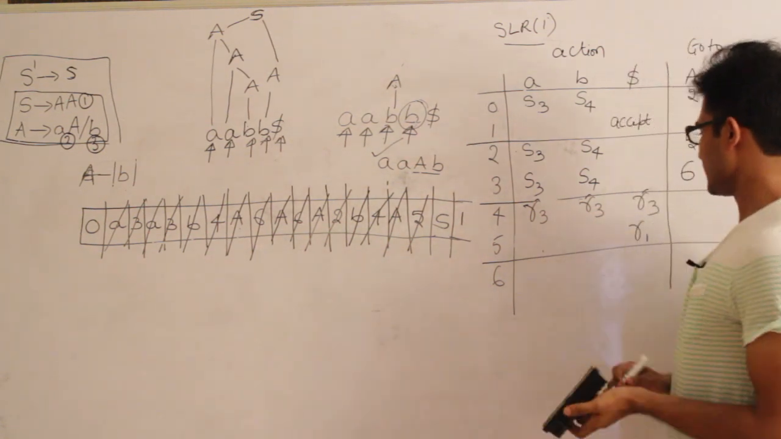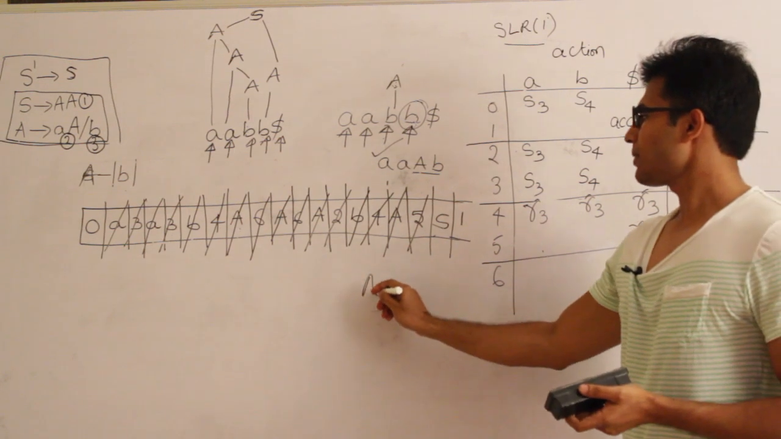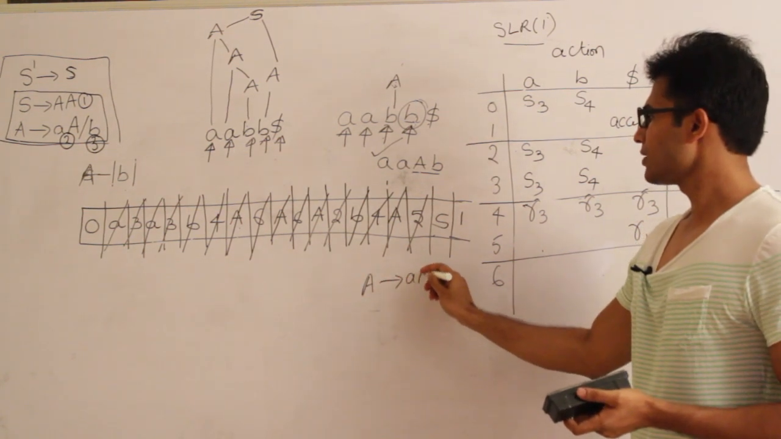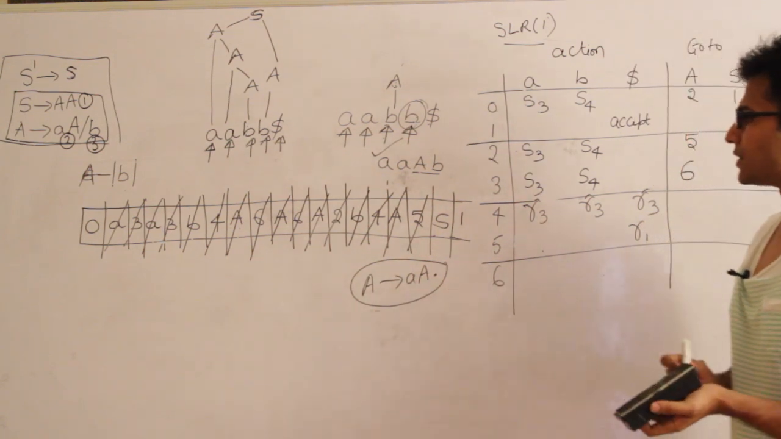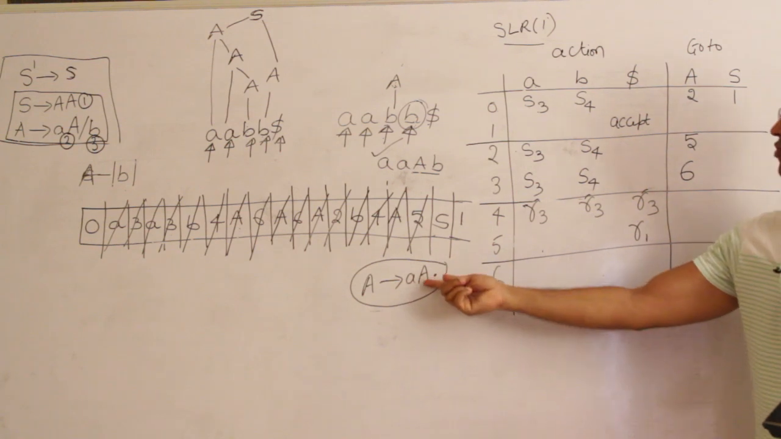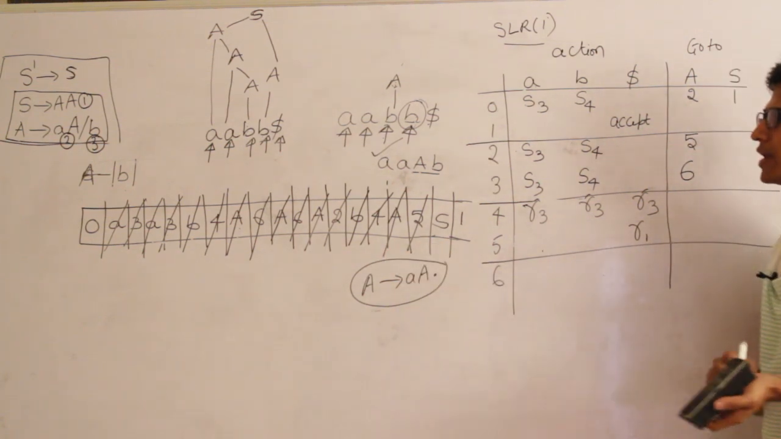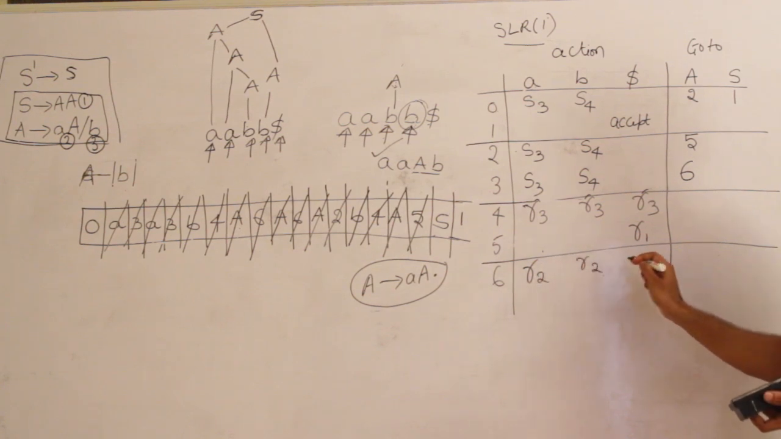And state 6 is containing this second production. So what is the second production? Capital A derives small a, capital A dot. This is the second production. Where should I place it? I should place it in the 6th row under what? Follow of A. What is follow of A? A, B and dollar. Therefore I have to write R2, R2, R2.